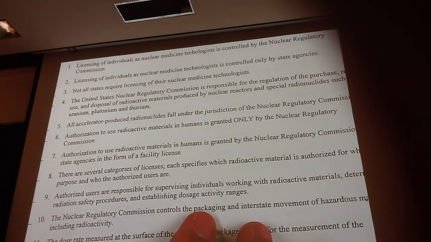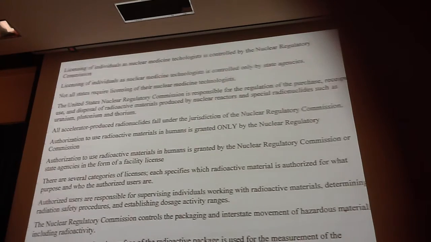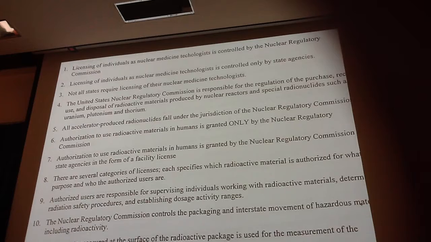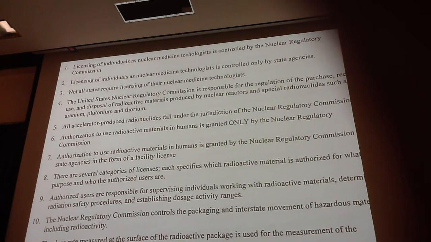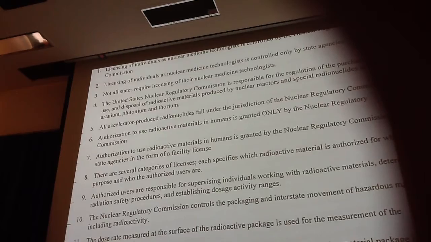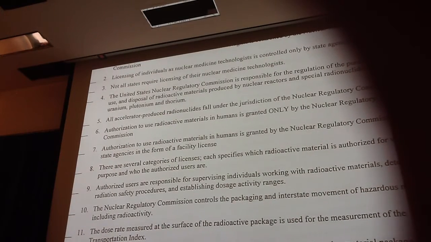Number 4, the NRC is responsible for the regulation, purchase, receipt, use, and disposal of radioactive materials produced in nuclear reactors such as uranium, plutonium, and thorium. That's true, all fission materials. We talked about that last week. Okay. I'm going to send you the answers, so don't kill yourself writing them down here. I want you to think about what we talked about last week.